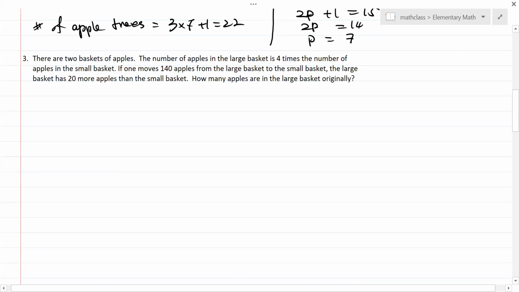All right, so here's another problem. There are 2 baskets of apples. The number of the apples in the larger basket is 4 times the number of the apples in the small basket. If one moves 140 apples from the larger one to the small one, the larger basket has 20 more apples than the small one. So how many apples are in the larger one originally?